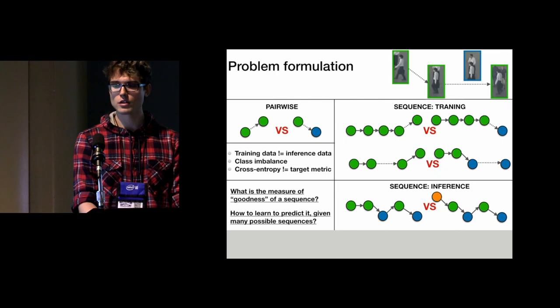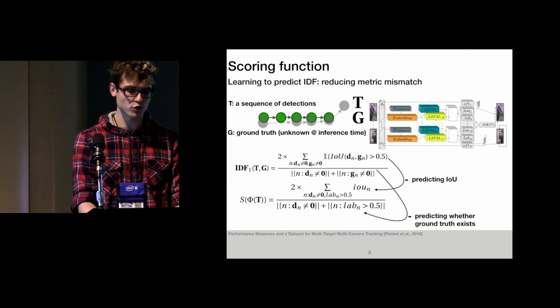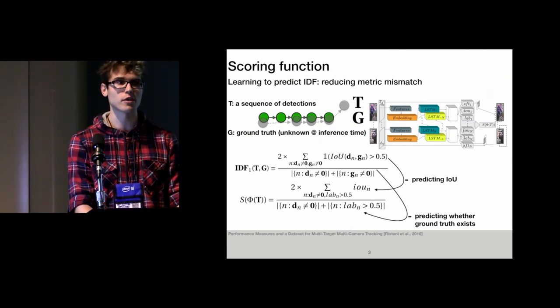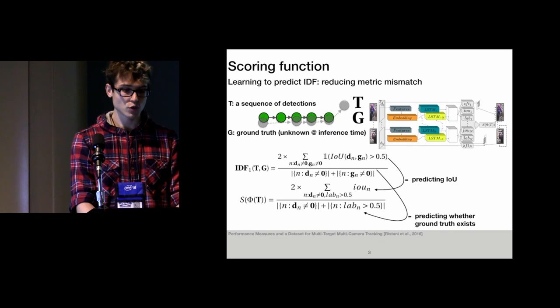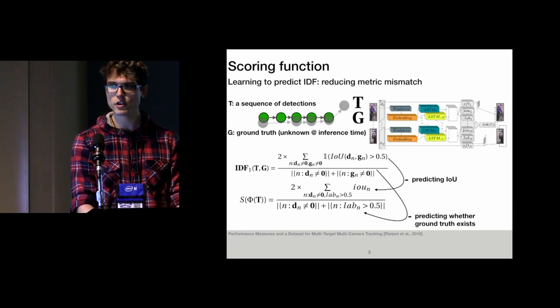Let's start by answering the first question about what is the measure of goodness of a sequence. Ideally, we would like such a measure of goodness to reflect the target tracking metric that we care about. And so what we're trying to do is reduce the metric mismatch, which is the mismatch of training and inference metric, by learning to predict the IDF metric.